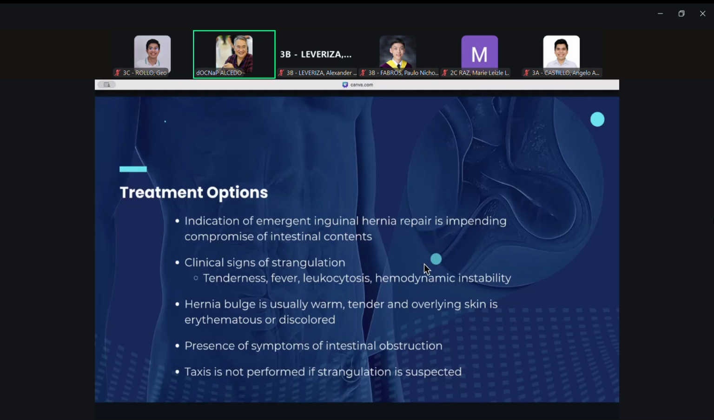So, a hernia bulge is usually warm, tender, and the overlying skin is erythematous or discolored. Okay. Presence of signs of intestinal obstruction. Of course, if you have incarceration and strangulation of a segment of intestine, then the patient will develop intestinal obstruction. Distended abdomen, and then of course tenderness. So if you are suspecting strangulation, then do not do taxis or even attempt to do taxis.